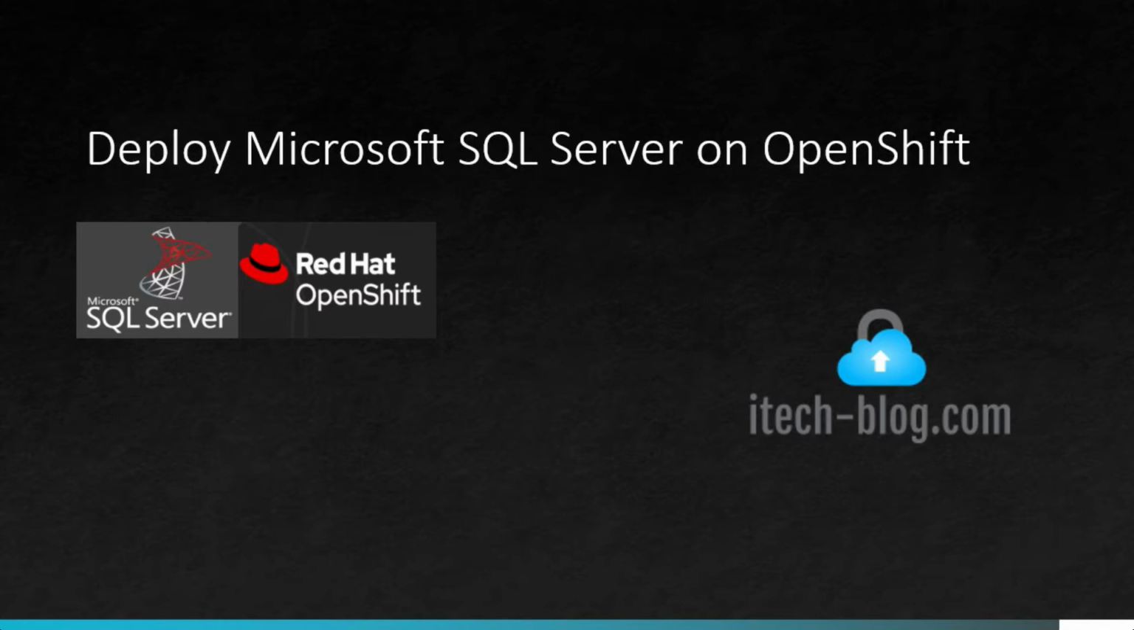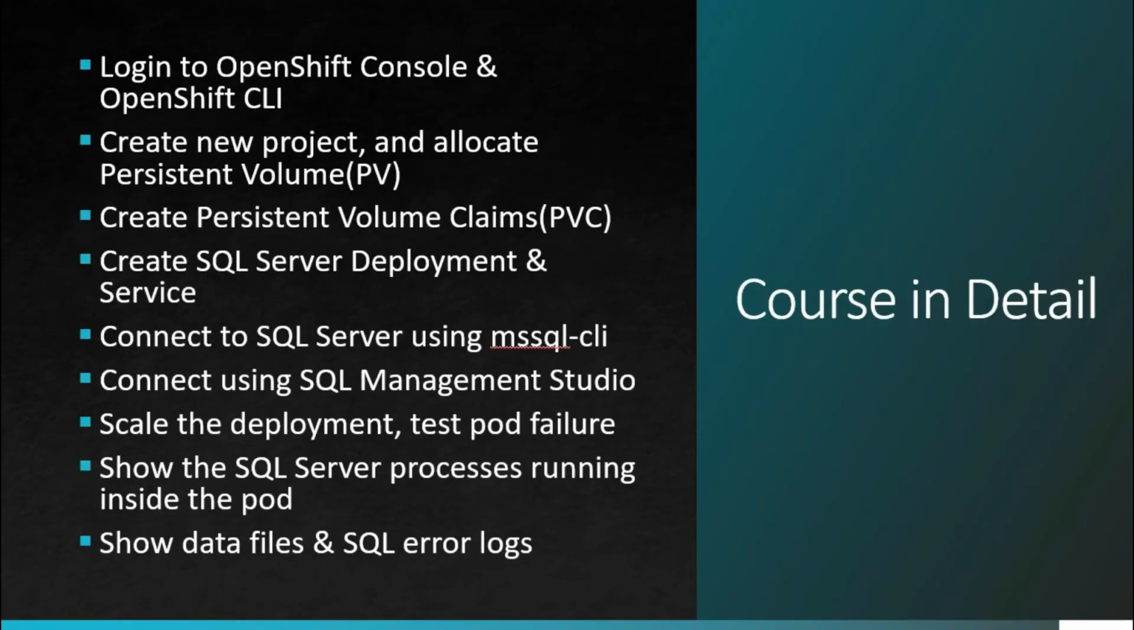Let's go to the detailed course outline. We will see how to connect to OpenShift Console and OpenShift CLI. For installing SQL Server, we will start with allocating persistent volume storage, followed by creating a persistent volume claim. Then installing SQL Server using deployment. The deployed application will be exposed by a service.